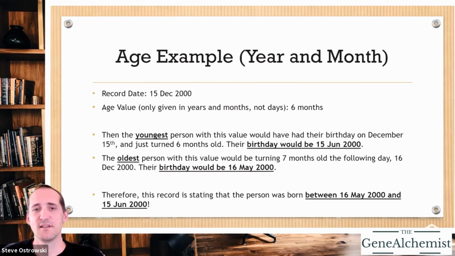Now the oldest this person could be, that's giving this value, would be that they were turning 7 months old the following day, or the 16th of December 2000. So we would start that day, the 16th of December 2000, we'd back up 7 months and get to May. And their birthday would be the 16th of May 2000. So what this record is stating is that the person was born between the 16th of May in 2000 and the 15th of June 2000.